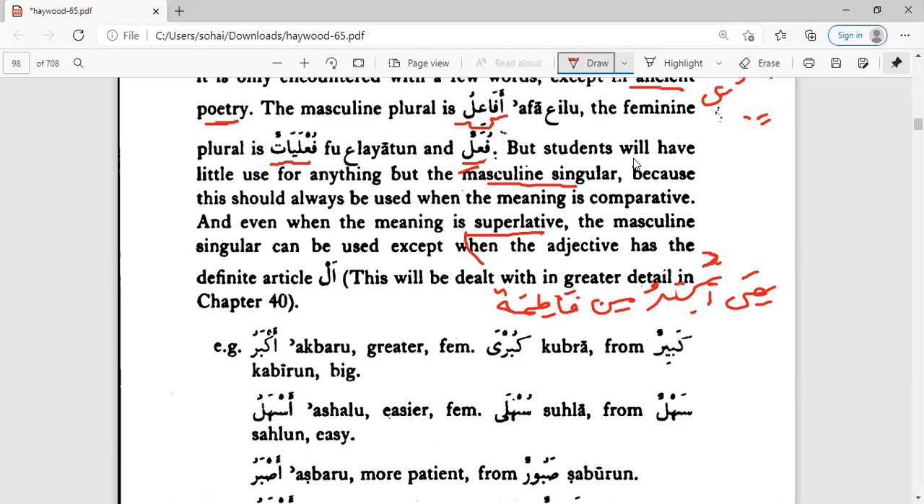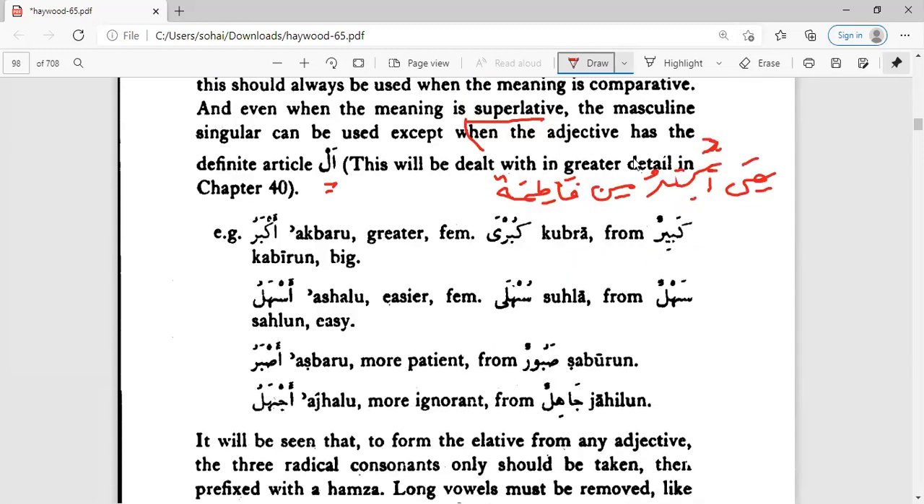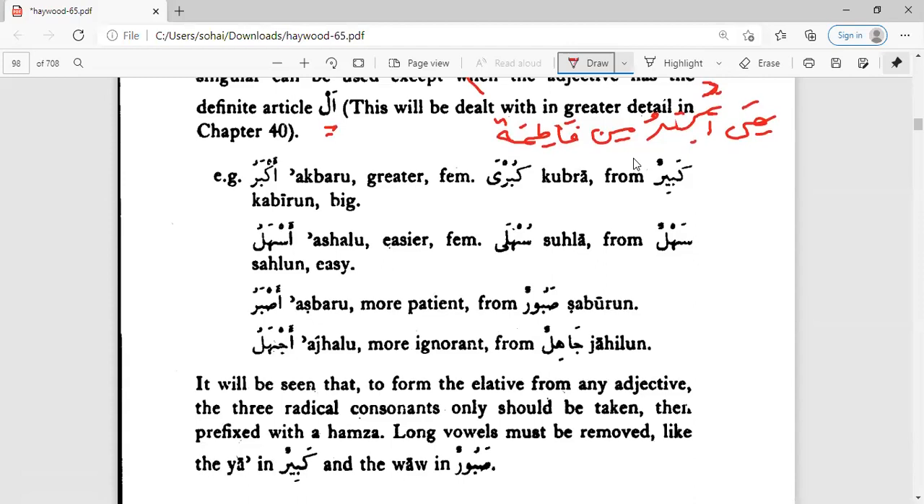The only exception is, so it's chapter 40, so we're not going to do that. Okay, that's fine. Does it make sense, Afrin? So it's not making sense, but it's just a rule, we have to accept it.